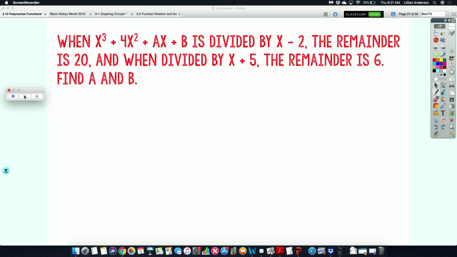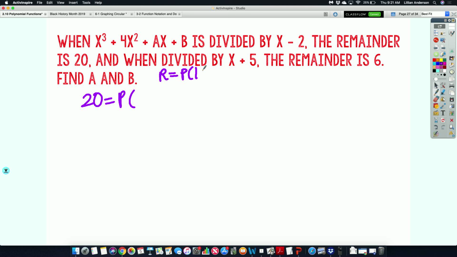So since I know the remainder is 20 when the polynomial is being divided by x plus 5, that basically means that 20 would equal p of what value? Remember, when your remainder is equal to p of k, if your remainder is 20, that means that k was what?